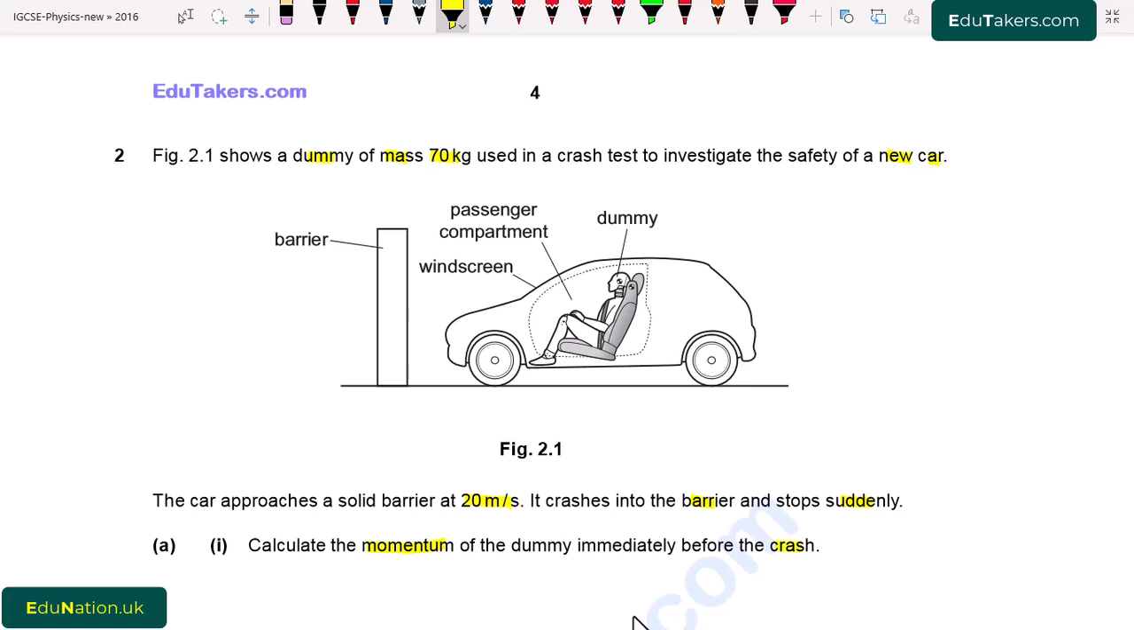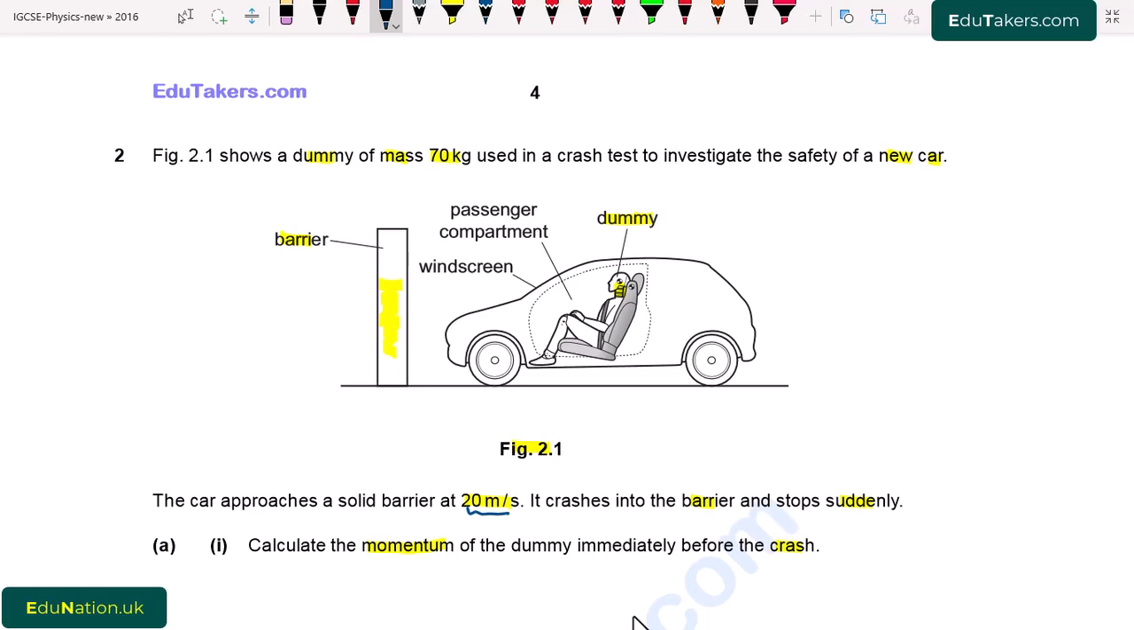So first of all, in figure 2.1 we can see that there is a barrier and the car is approaching towards this barrier. There is also the dummy here. We have to find out the momentum of the dummy before the crash. It is given that the car is approaching the barrier at 20 meters per second and it stops. It means that after crashing into the barrier, its final velocity is equal to 0. We have to find the momentum of the dummy before the crash, so we consider only the initial velocity.